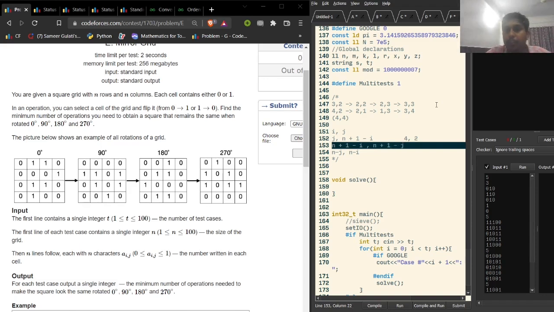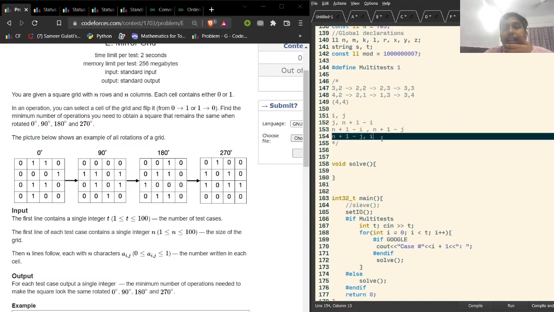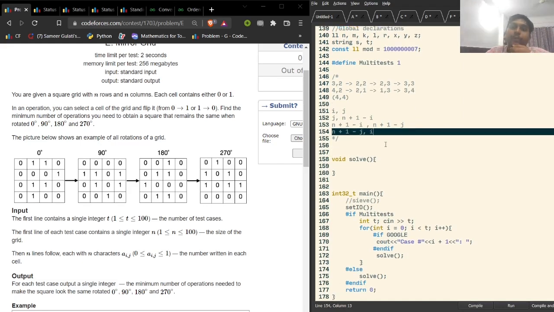Okay, you could just mimic it, right? Because it's still 90 degrees for all of them. So the final one must be n plus 1 minus j, and it should just be I over here. These are the four terms that we have. And now we need to keep the maximum of them the same.